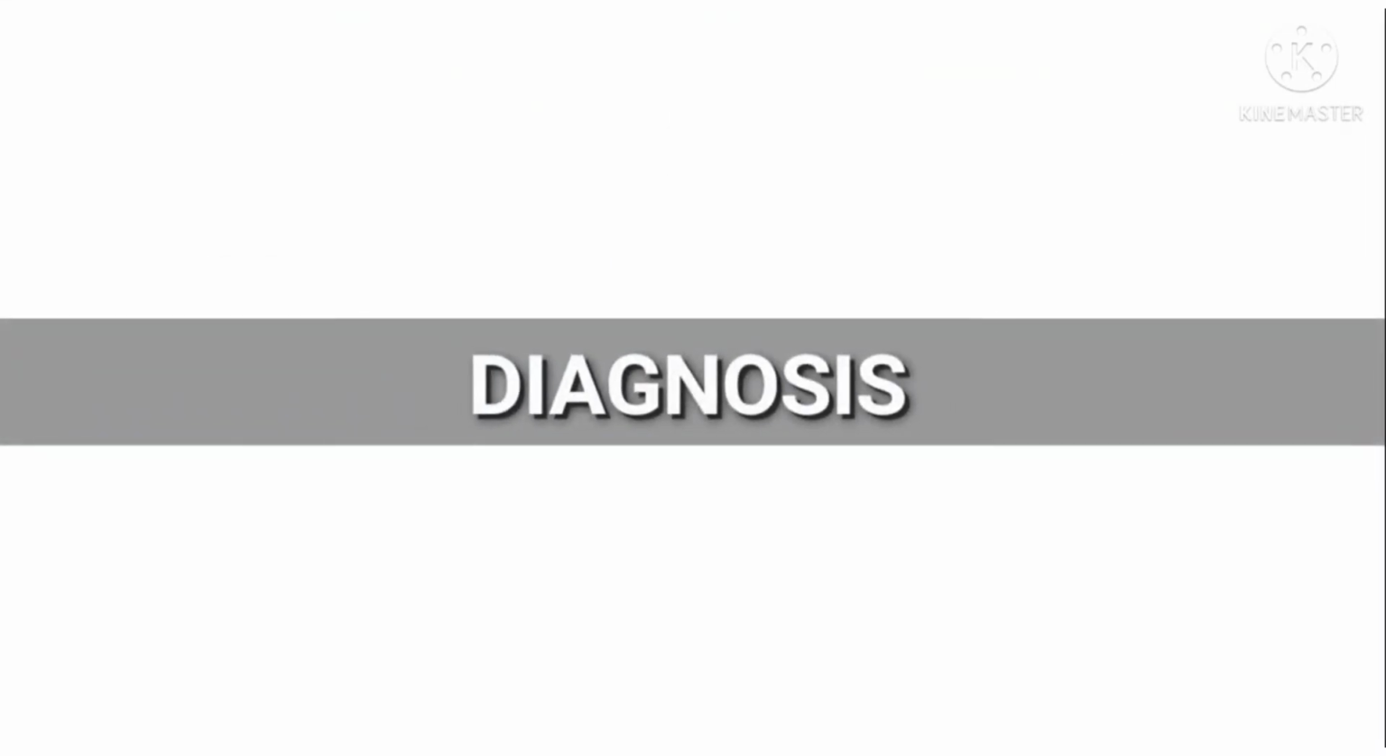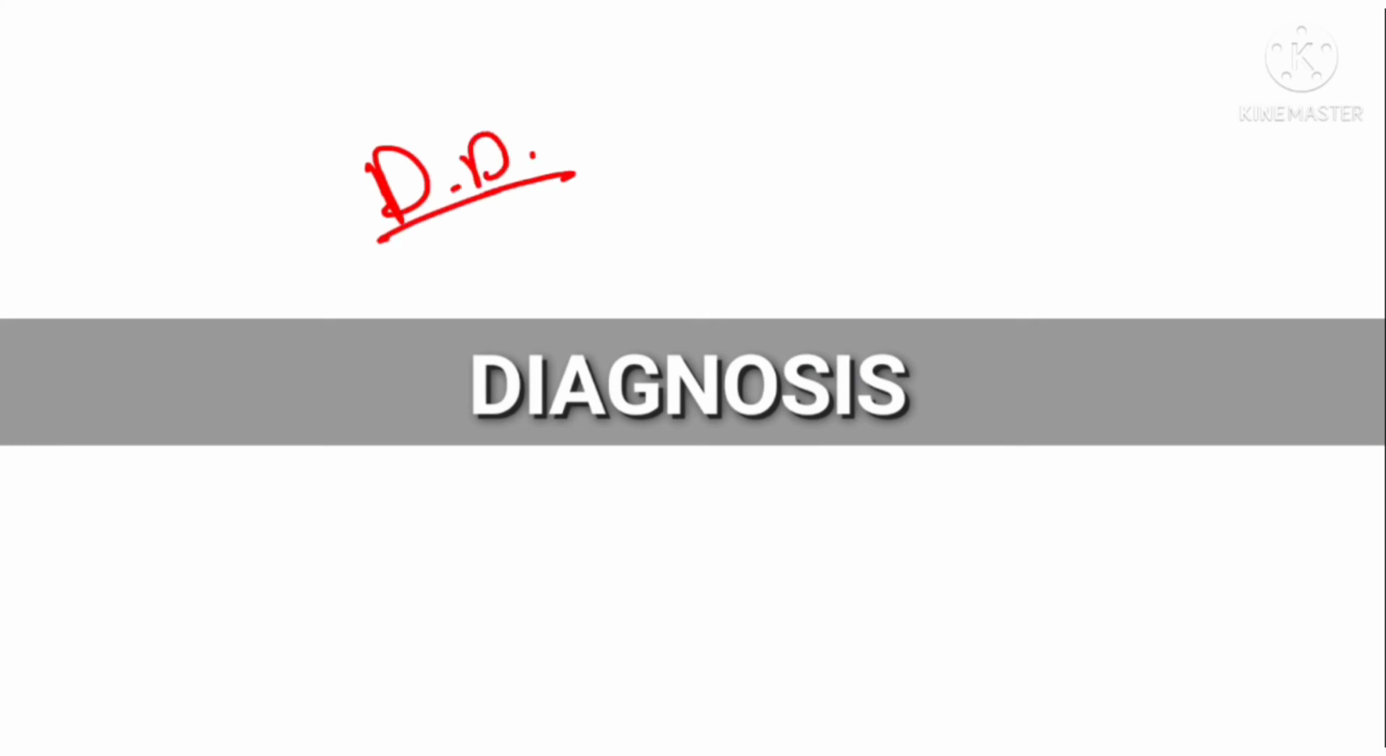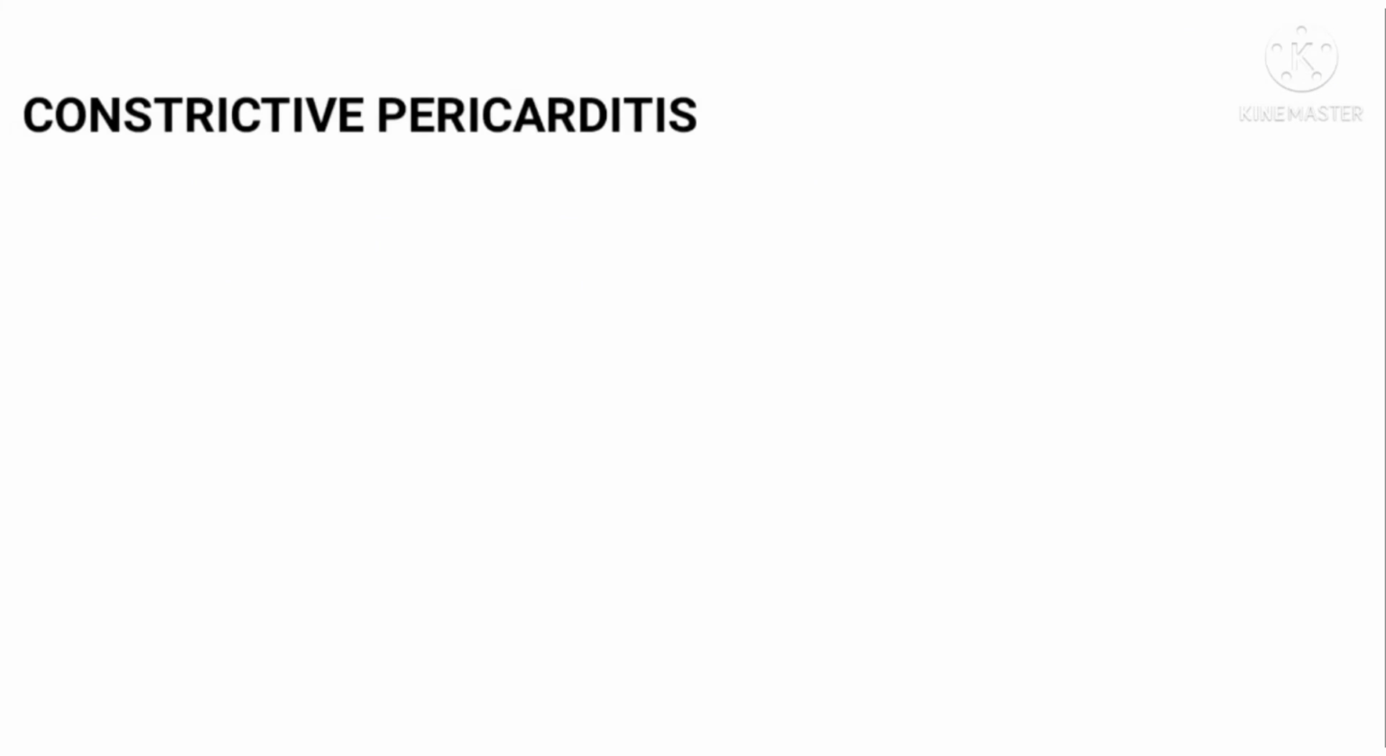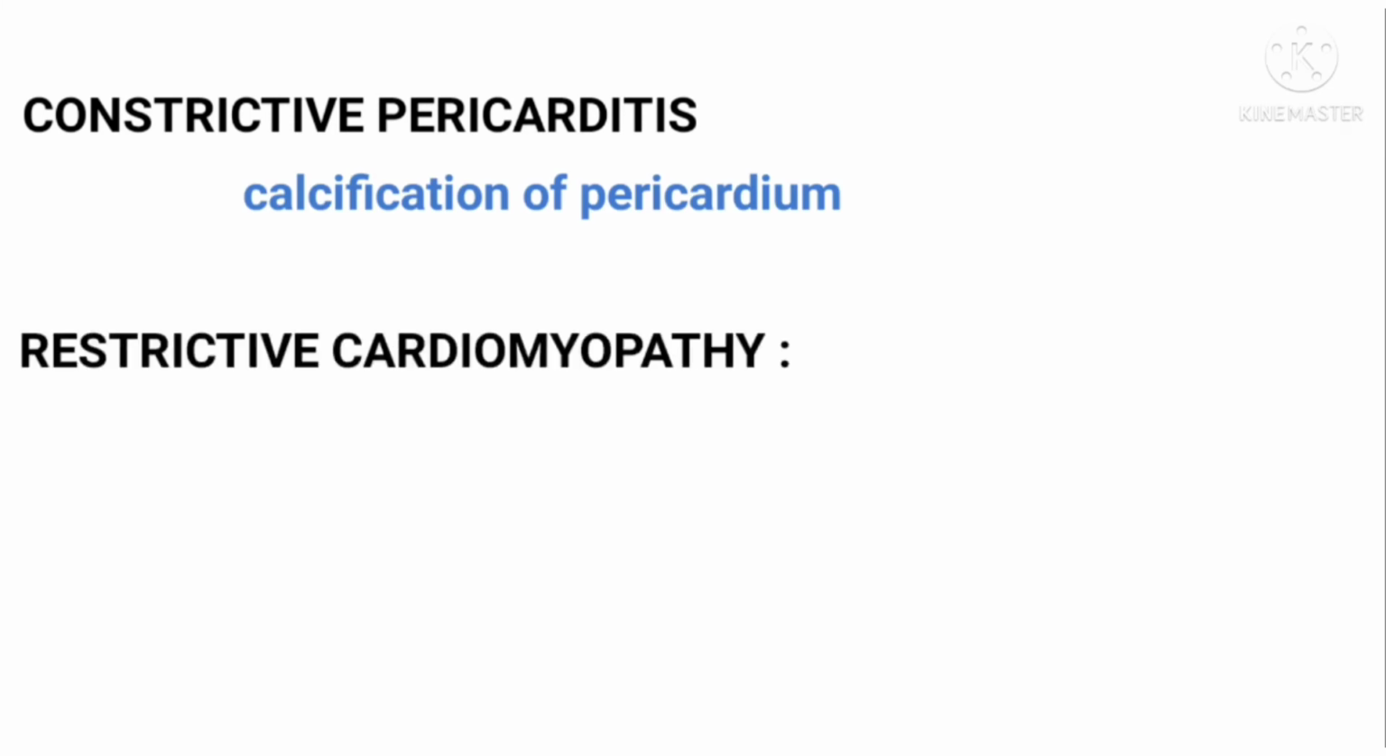Let's see the diagnosis part of constrictive pericarditis. The main differential diagnosis of constrictive pericarditis is restrictive cardiomyopathy. To differentiate constrictive pericarditis from restrictive cardiomyopathy, the first thing we can do is endomyocardial biopsy. In endomyocardial biopsy, we will get calcification of pericardium in constrictive pericarditis, and in restrictive cardiomyopathy, we will get fibrosis. The other findings will be similar to restrictive cardiomyopathy.